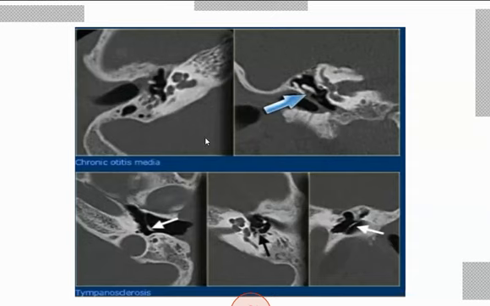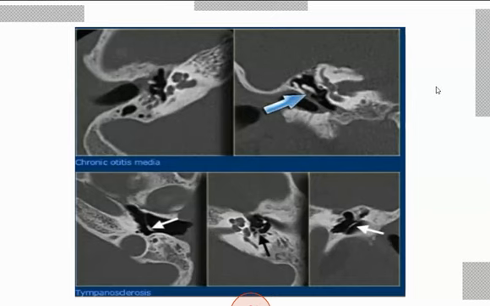And the second anomaly, which is common, is a low lying tegmen plate. The tegmen is a thin plate of bone which separates the middle ear cavity from the middle cranial fossa. Sometimes this may be lower than normal, and if you inadvertently do a mastoidectomy without knowing this, you may go into the middle cranial fossa instead of clearing the disease.